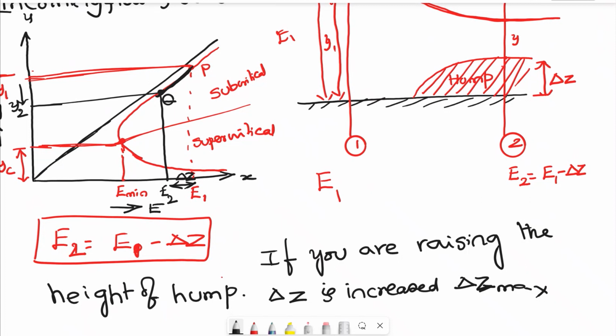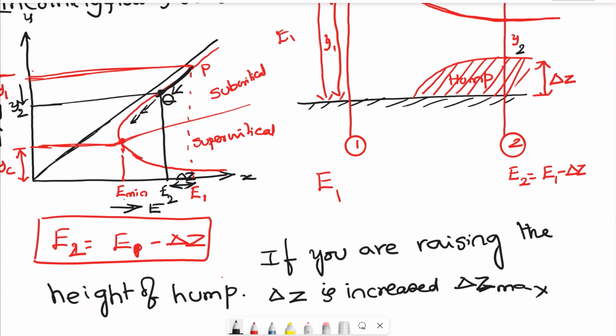To what extent does it decrease? It goes on decreasing from Y1 to Y2. Now if you increase delta Z, naturally this goes down like this. Up to what level can it go? E becomes E minimum at some point. When E becomes E minimum, the flow becomes critical flow. That means the depth at the hump becomes critical depth. That is the second point which we should remember.